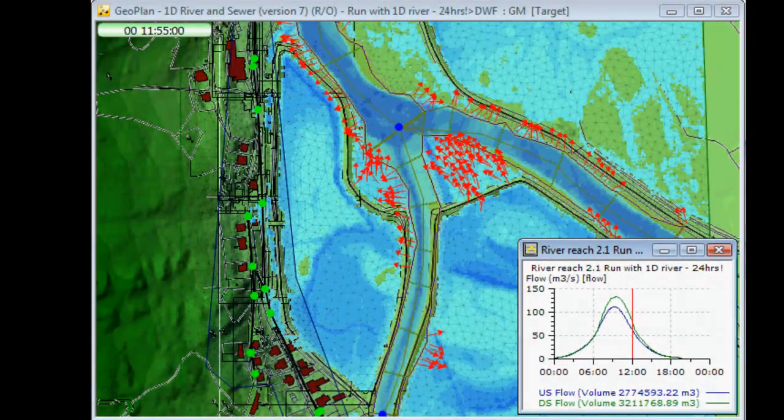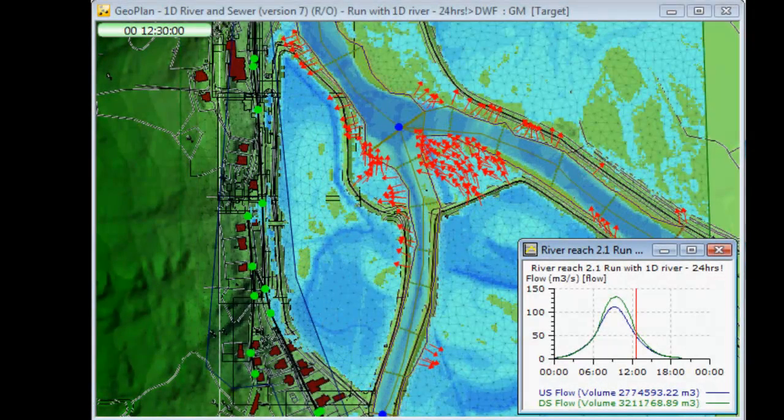So that's a demonstration of an integrated catchment model running in InfoWorks ICM.